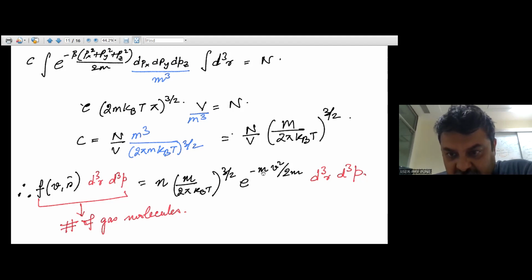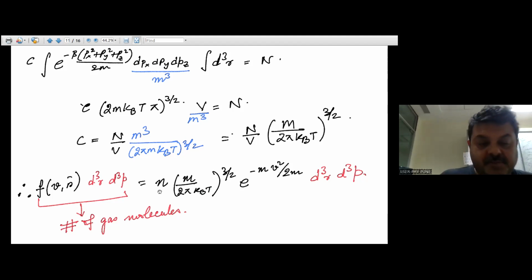I think this should be beta. Yeah, so I've confused p square by 2m. So here it should be beta times half mv square. This m should be missing. There should be a beta here. And just multiplying d3r and d3p. If this is more, the number of particles moving will be more. This is the density of particles, right?